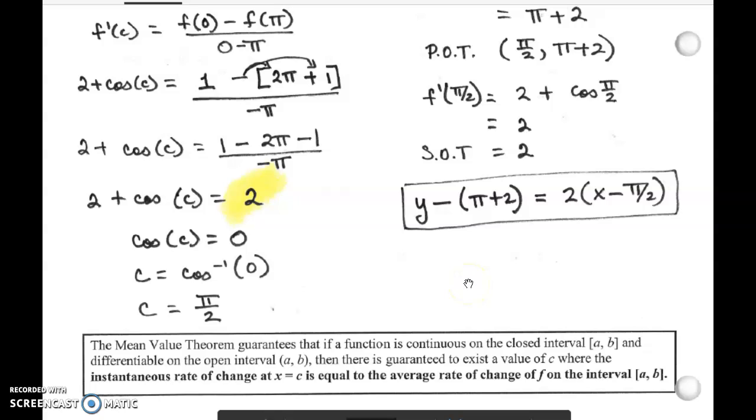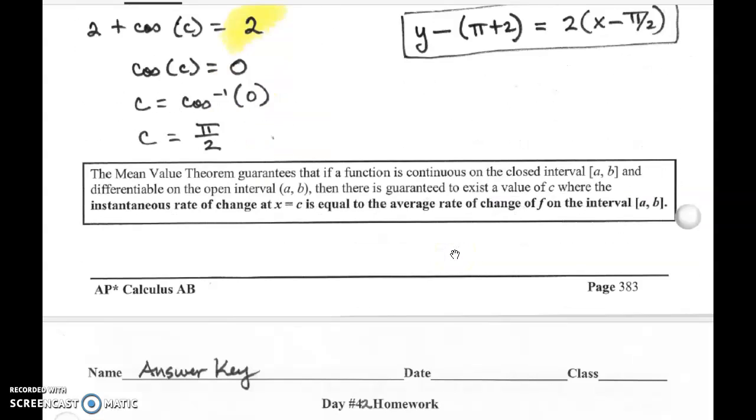And I don't remember if this last bit is in your notes, so I'll just go ahead and share it down here. So the mean value theorem guarantees that if a function is continuous on the closed interval, differentiable on the open interval, then there's guaranteed to exist a value c where the instantaneous rate of change is equal to the average rate of change on that interval. And you should be good to go for the homework.